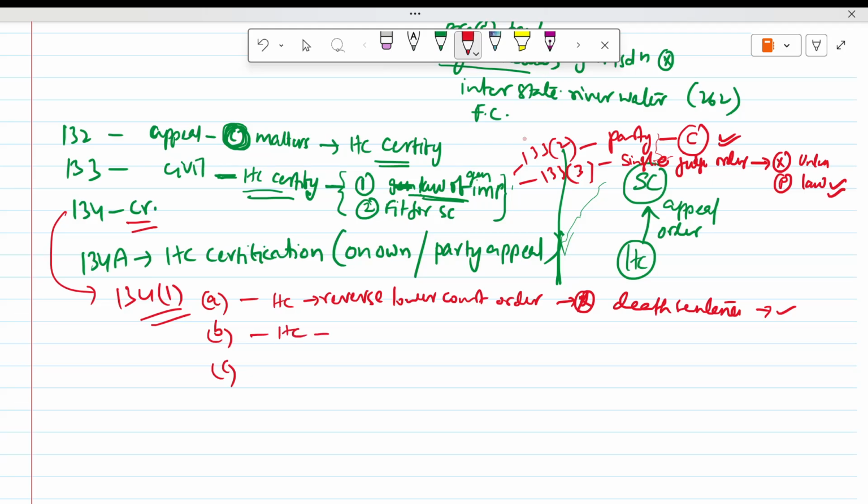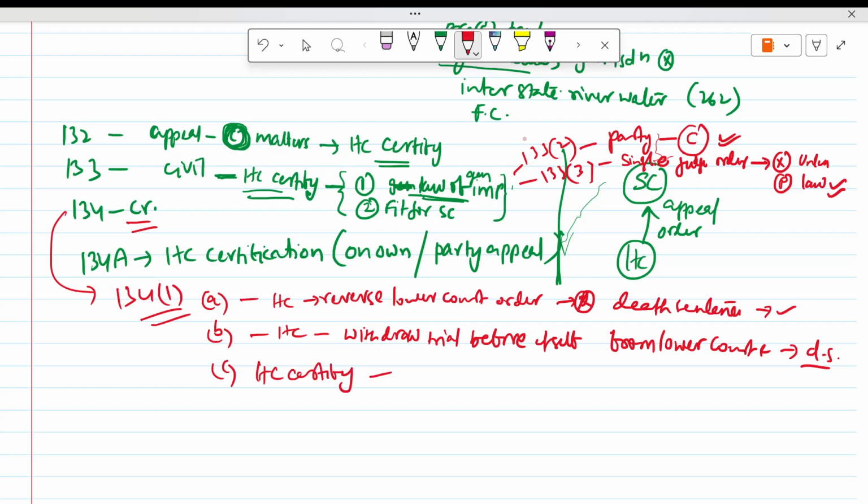Let's say the High Court has withdrawn a trial before itself from a lower court and sentenced him to a death sentence. Then also appeal is available in criminal matters. Also, in C, the High Court certifies that it is a fit case for the Supreme Court to decide.